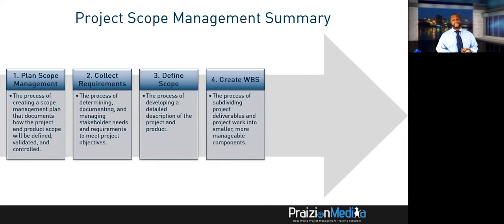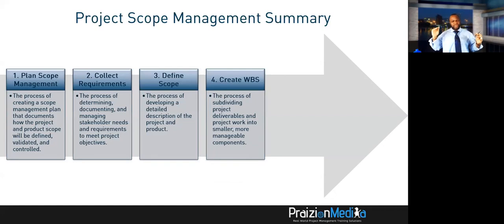Create WBS is the next one. And this is where I said that the friends at the DOE, they did a great job with the WBS modules they put out there. And we're going to take a look at an example of a WBS. But the scope that you've defined needs to be an input to create WBS. And in create WBS, you create the work breakdown structure that visually guides you on what the project should contain.